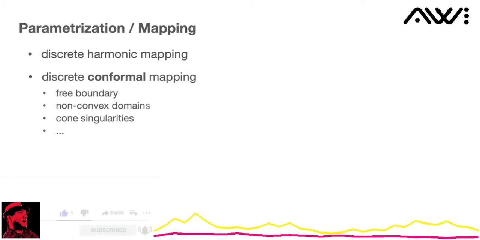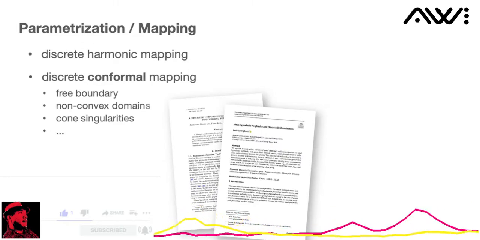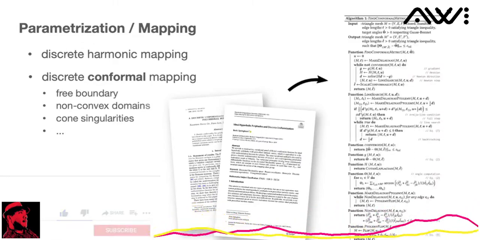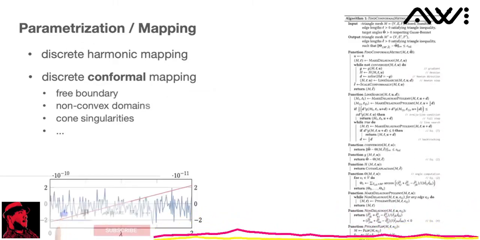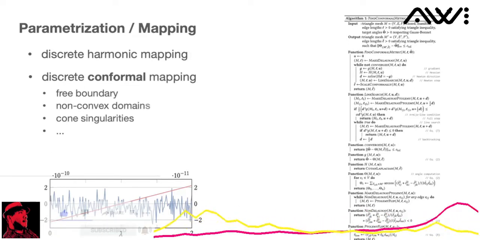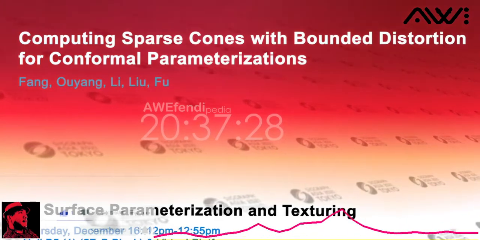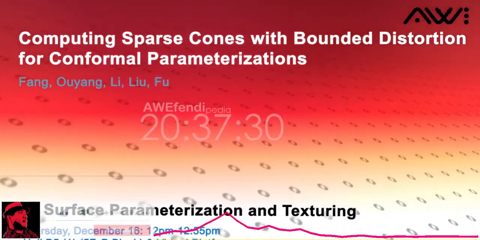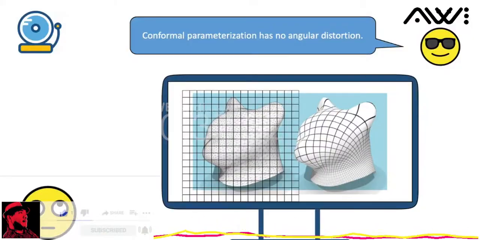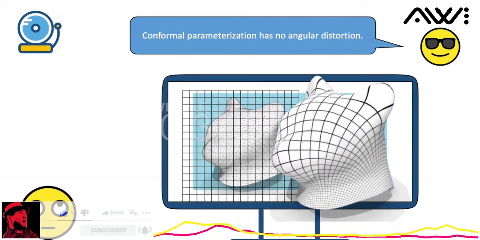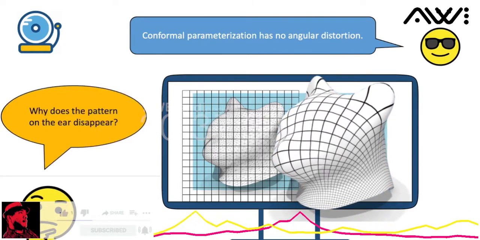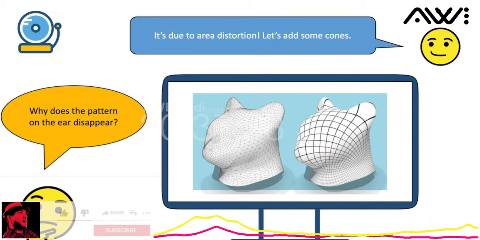This is changing now. Based on recent mathematical insights, we present a sound algorithm and put a particular focus on numerics. This way, we yield efficiency and robustness, not only in theory, but in practice. Conformal parameterization has no angular distortion. Why does the pattern on the ear disappear? It's due to area distortion.